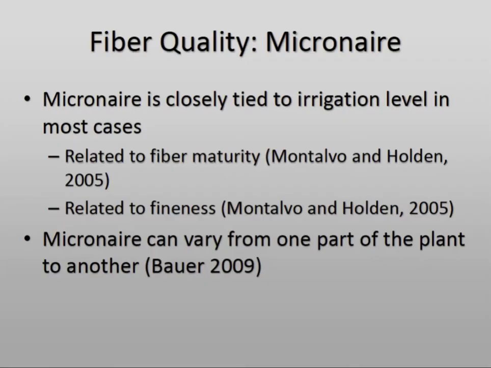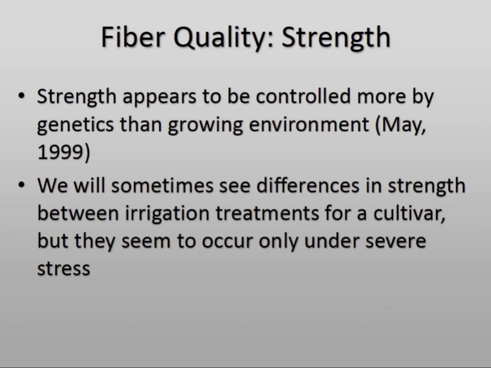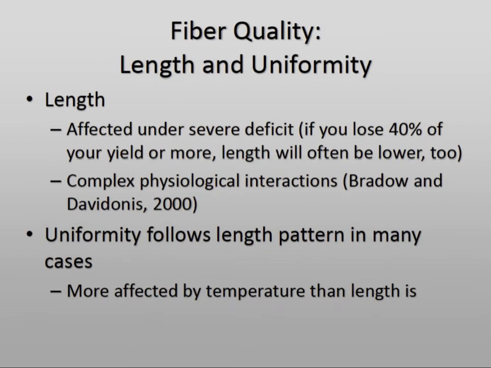What effect does it have on our fiber quality? Micronaire is largely affected because it's related to maturity. Strength, generally we think of in terms of genetics, but if we get severe water stress, we see a dramatic decrease in strength as well. Length and uniformity, again, severe deficit, such as cutting the water off during first flower, is going to decrease that.